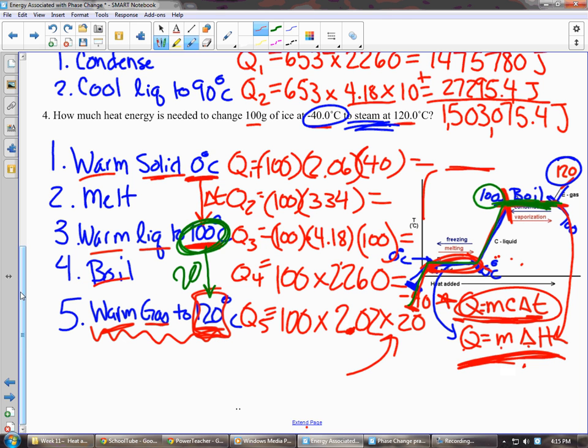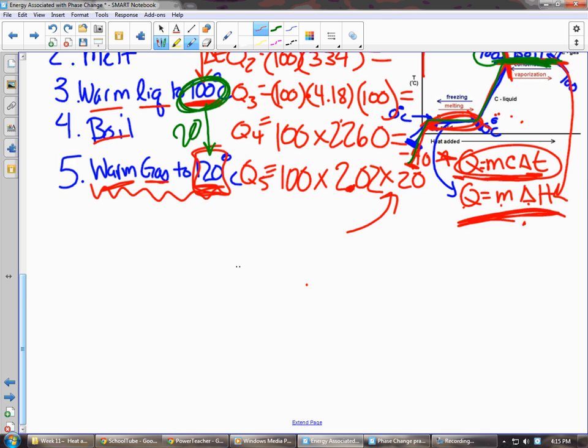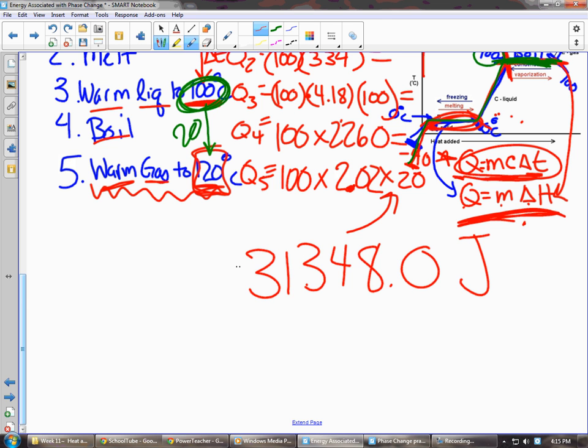When you add those all up, you should get a final answer of 31348.0 joules. So again, you're multiplying across and you're adding. If you have any questions, come and see me. I just ran out of a little bit of room here.